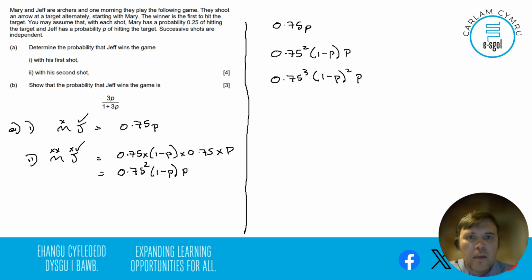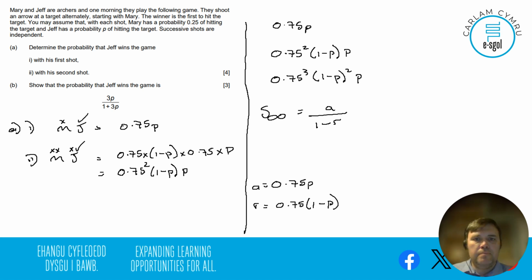Then to work this out, we're going to use, for a geometric series, the sum to infinity of a over 1 minus r. Our a is the first term, 0.75p. Our common ratio r, well, what have we added each time? We've added a 0.75 and we've added a 1 minus p to it.